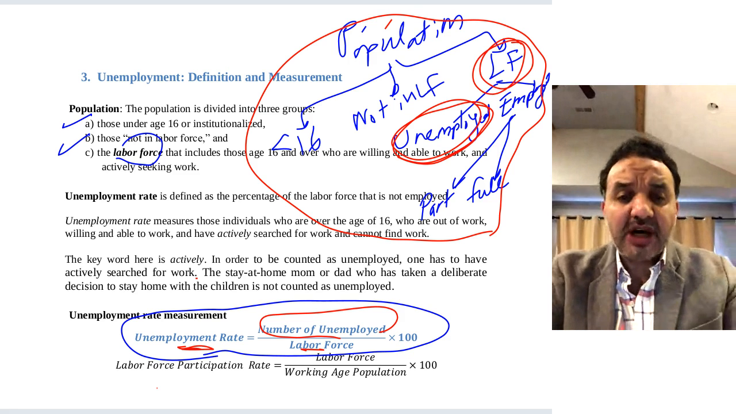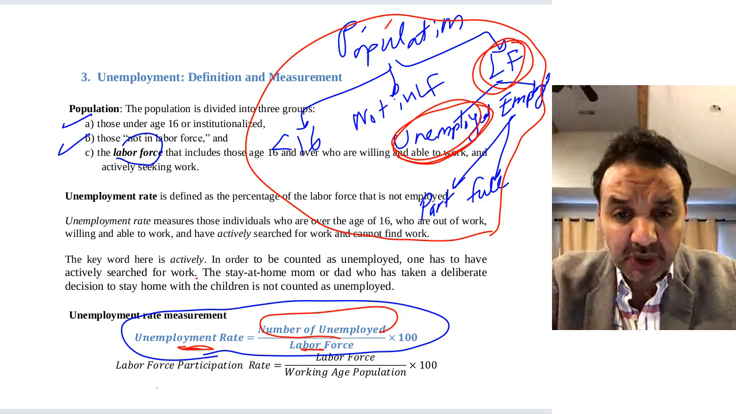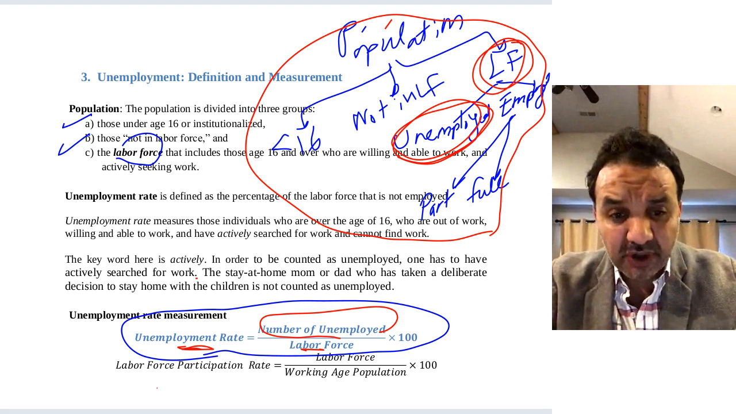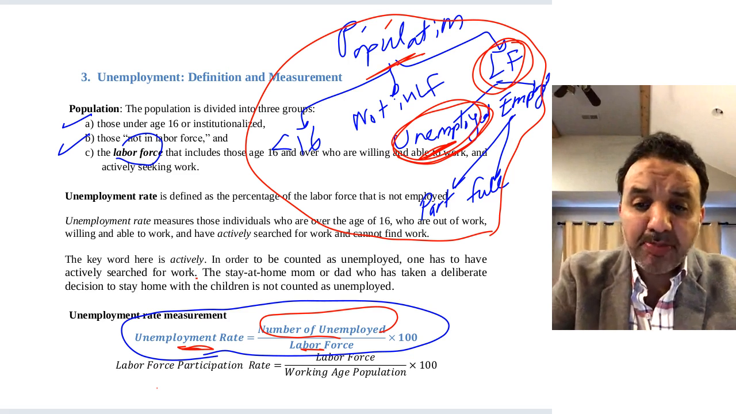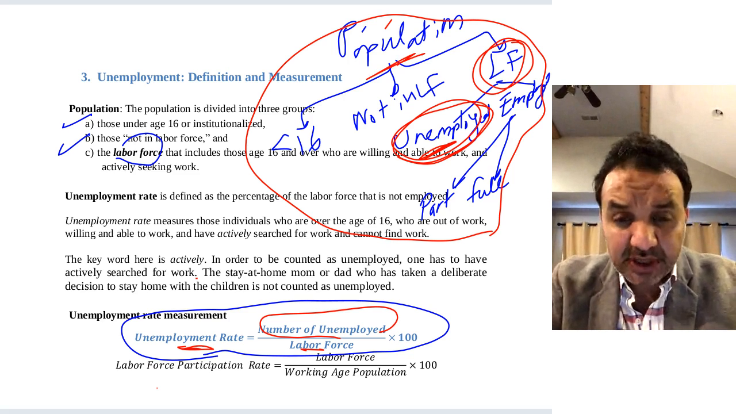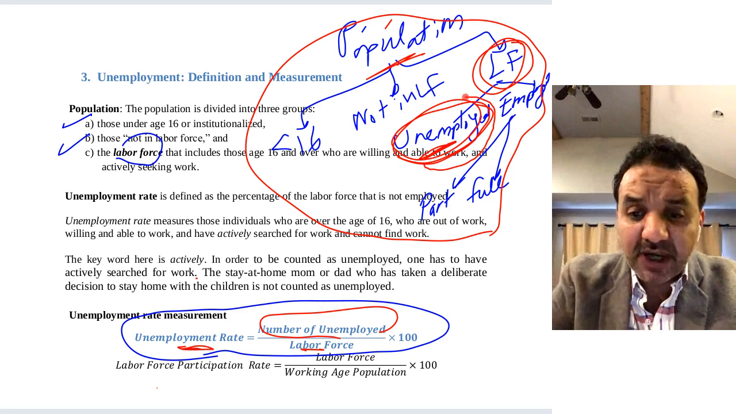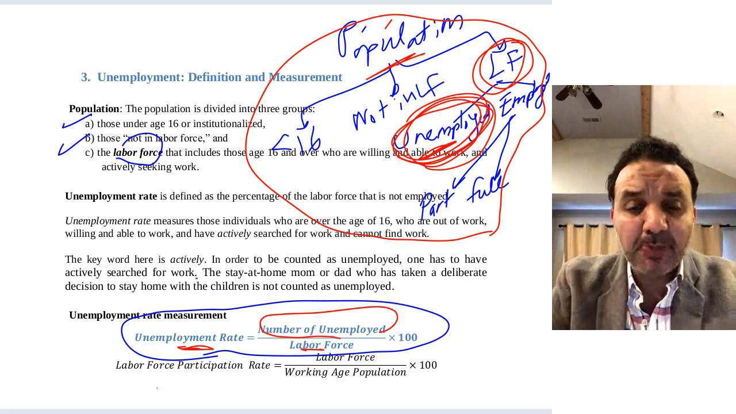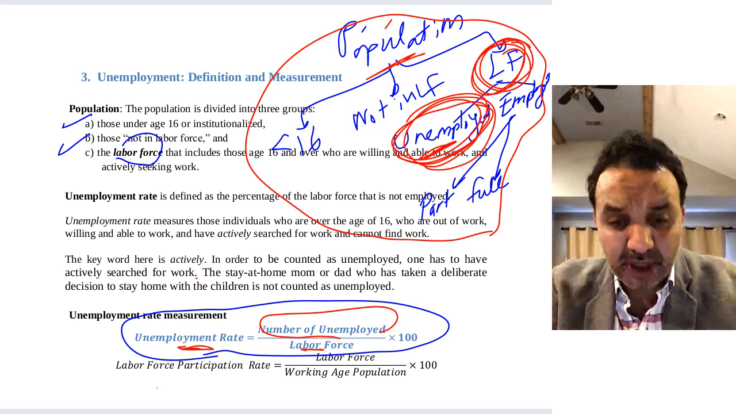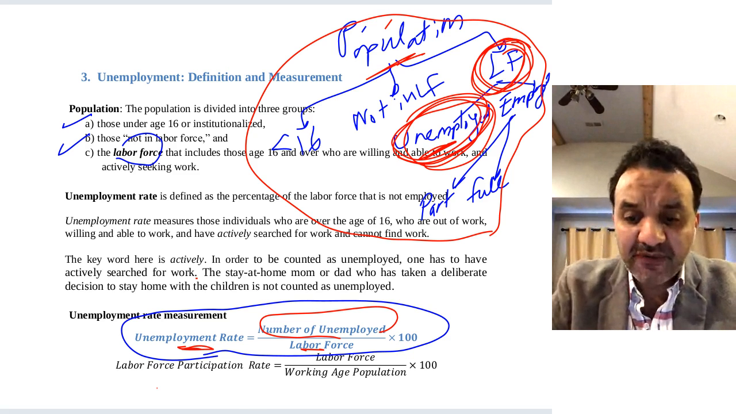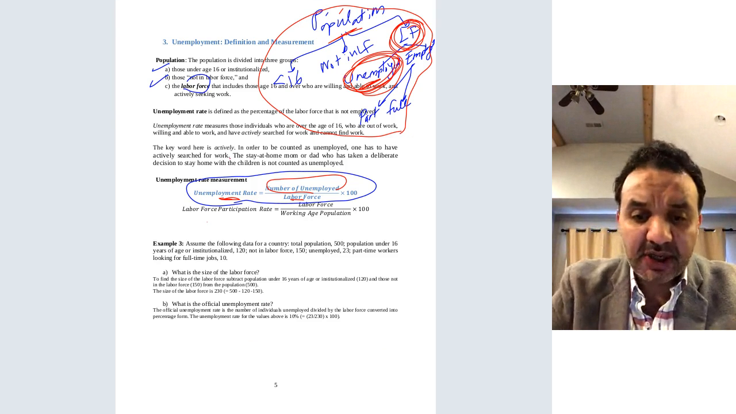One of the common problems people make when they solve unemployment problems is dividing the unemployed by the population, which is incorrect. You have to divide the number of unemployed by the labor force, not by the population. Be careful about this. This is the way we find the unemployment rate.